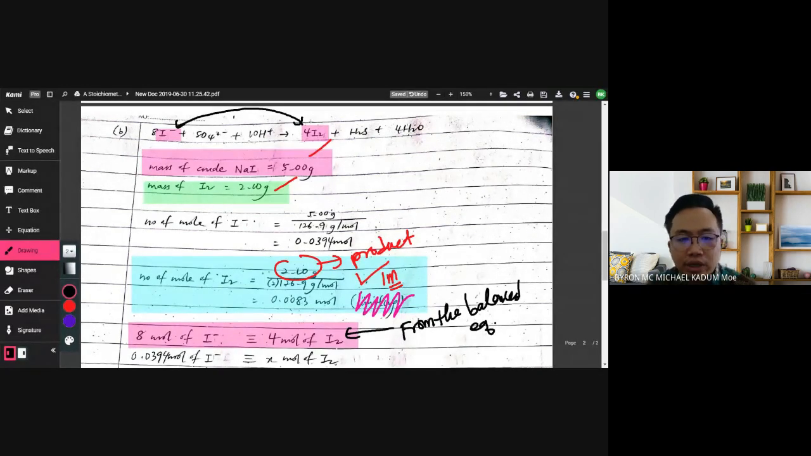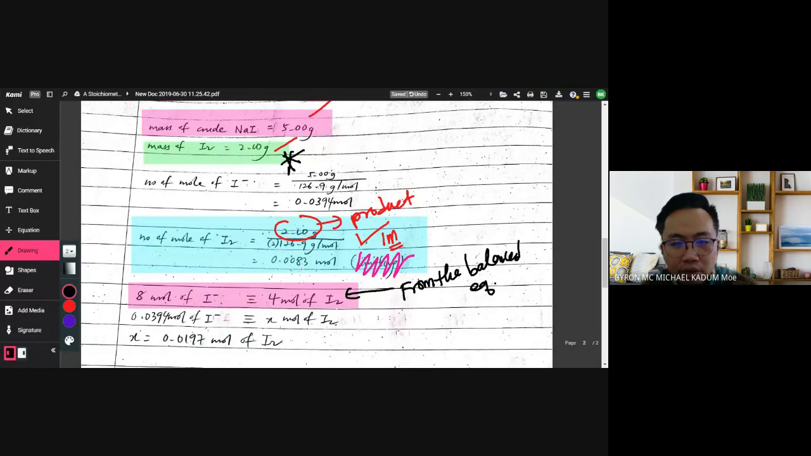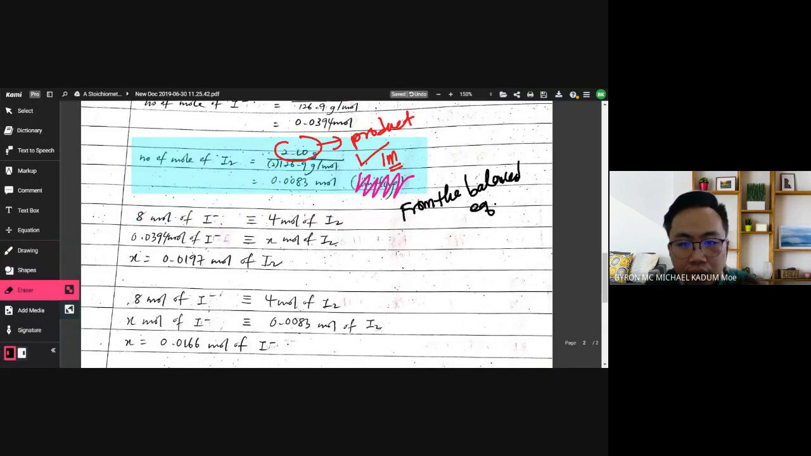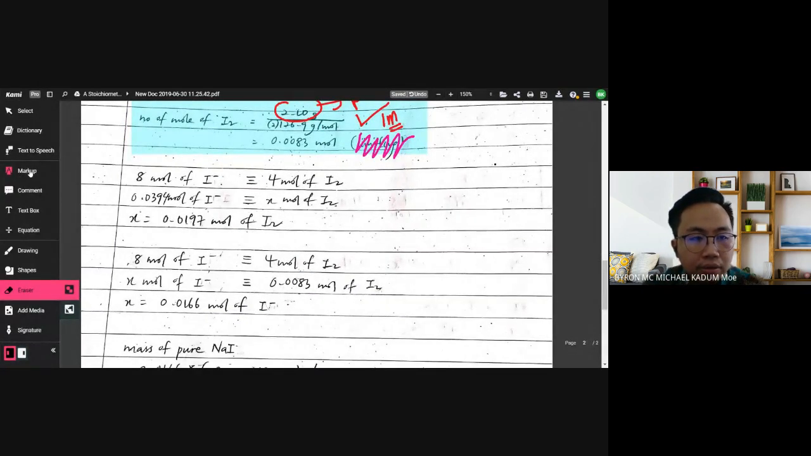From the balance equation. But the question says what? Dia cuma hasilkan berapa? Hasilkan yang ini. 2.10 grams. So kita tukar pergi mol. Dapat 0.083 mol. Siapa? Yang ini. Sorry. Abaikan yang ini ya. Jangan dulu tengok yang ini. Saya mau kamu tengok yang mana ni? Kita tengok yang ini dulu.